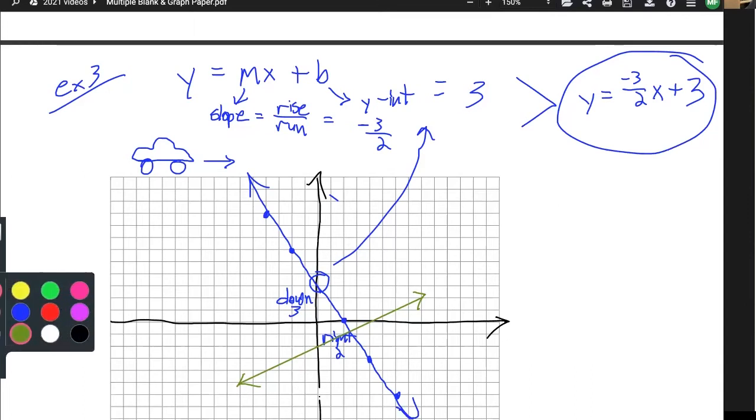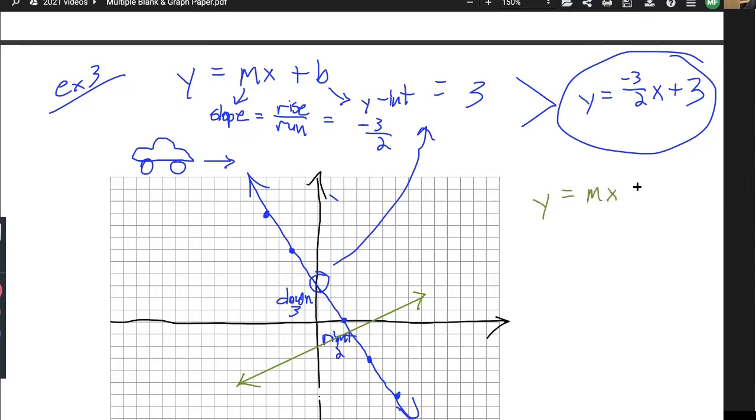Okay, so I'm gonna stay green here. First thing I'm gonna do is start with my y equals mx plus b, and then I have to figure out the slope. Let's pick a couple points. Since we're picking points, let's figure out the y-intercept first. Where does it cross the y-axis? Right there. So it looks like that is -2. So there's one obvious point.